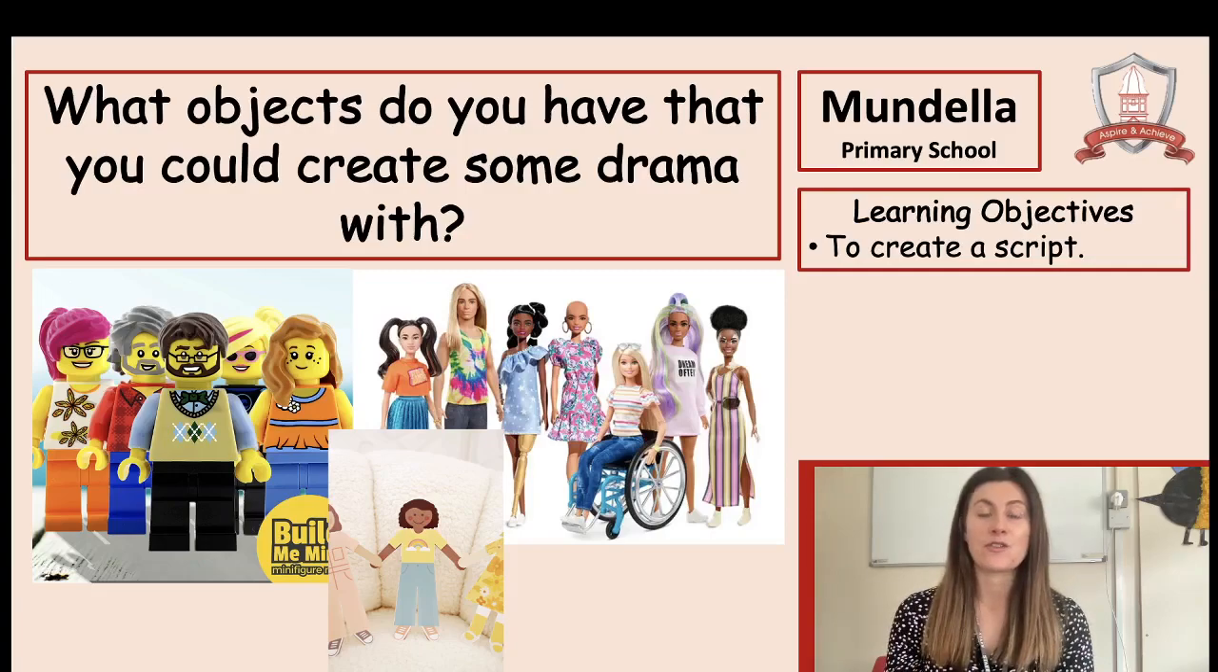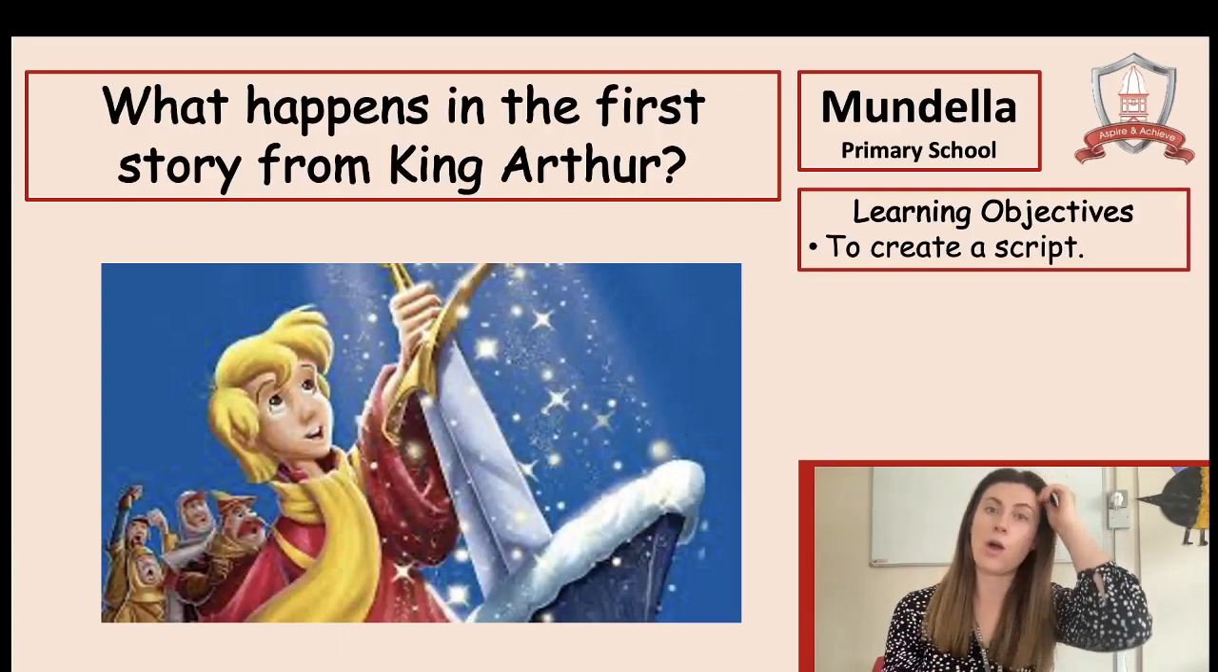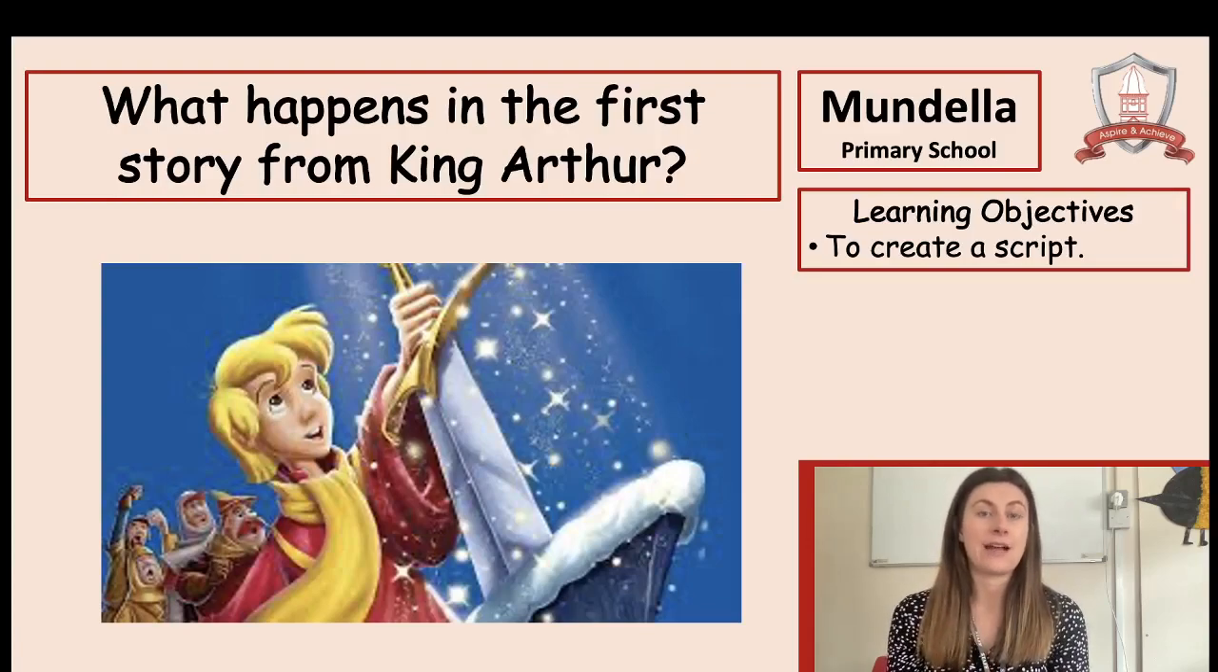Okay, so hopefully you've got some figures now that you can use in your drama, and we're going to be focusing on the first story from King Arthur. Okay, so we're not thinking about the prologue where we got the background story about King Uther Pendragon. We're thinking about how we find out that Arthur is the true King of Britain. Pause the video and think back through that story. You might want to write some notes in your book about the key events that happen in that first story. Press play when you're ready to continue.